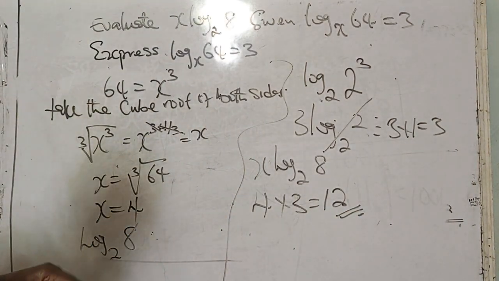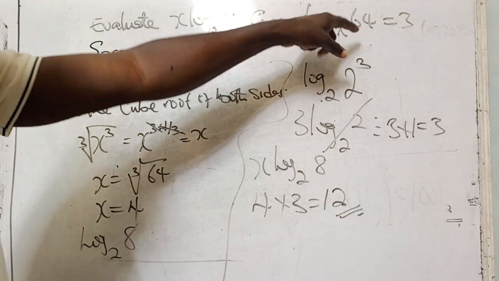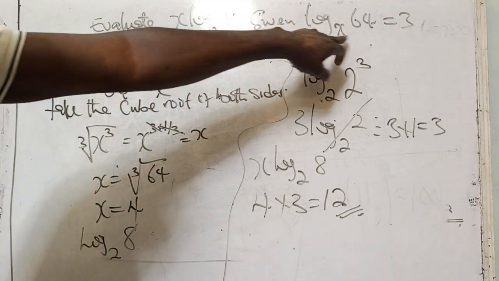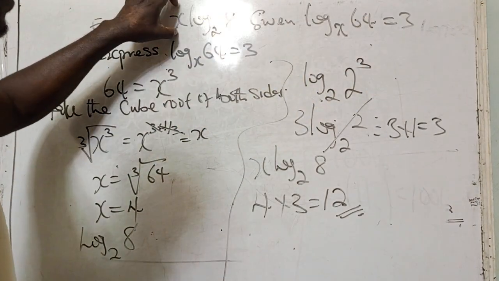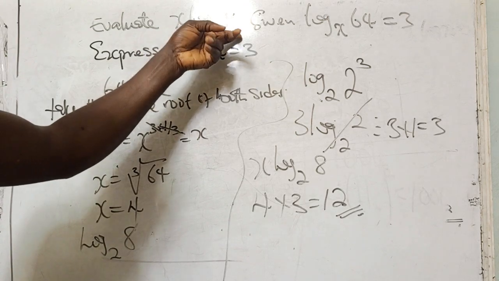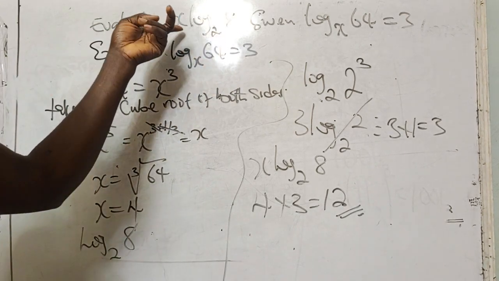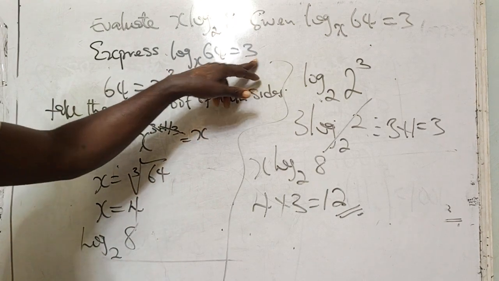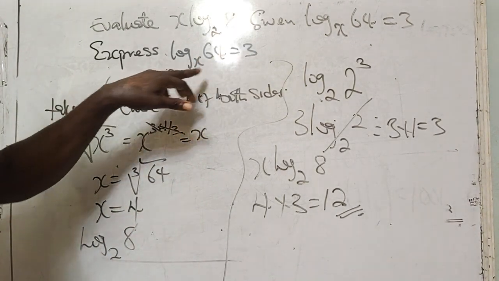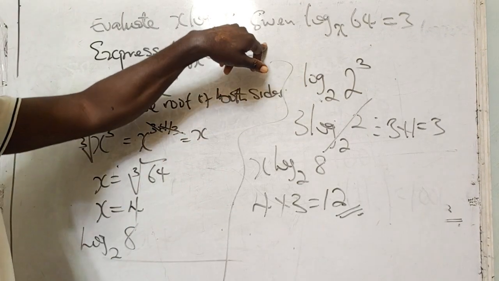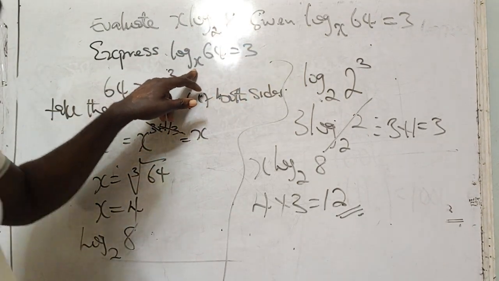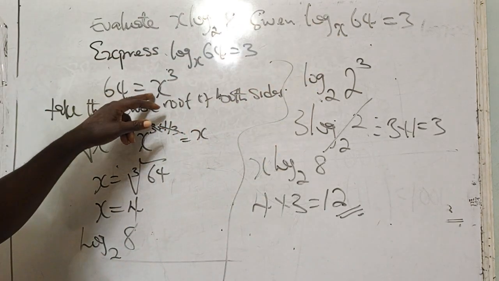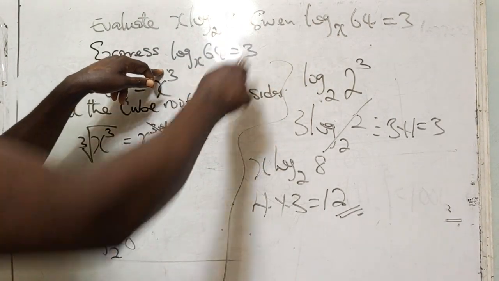So what you do is solve this one first to find x, because you are told x log 2 8. That means whatever you have here as your x will form the x here. Then when you solve this one, whatever you have will multiply the value of x. So we have log x 64 equals 3. As I said before, this one is the base while this one is the power. It's like you are cross multiplying. So we have 64 equals x, the base, raised to power 3.